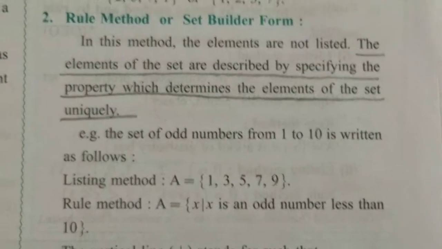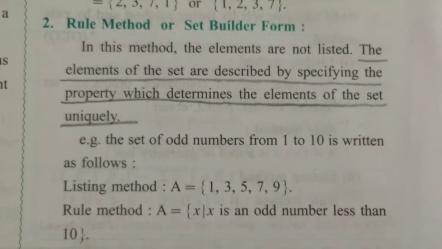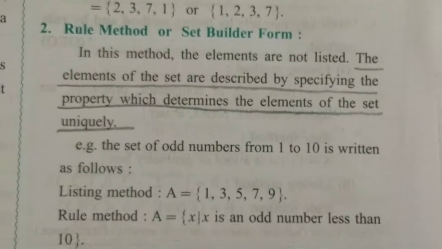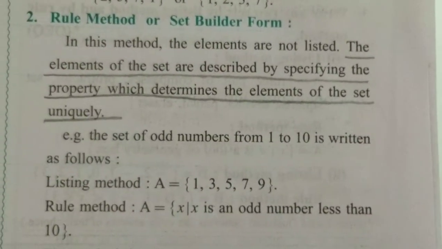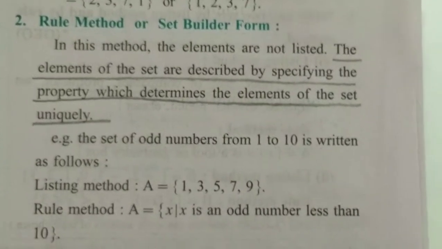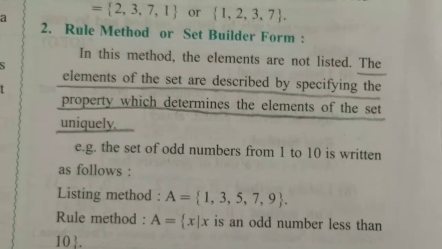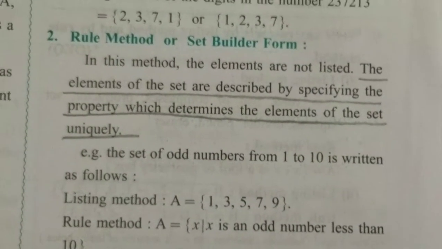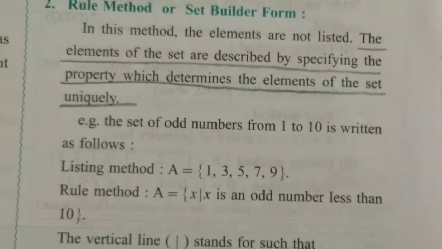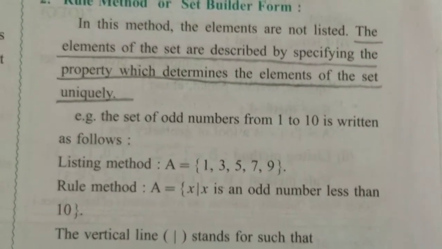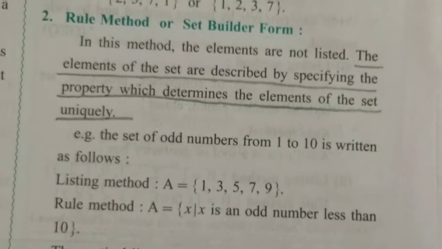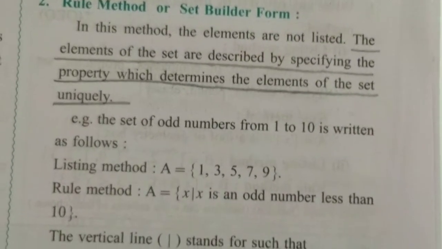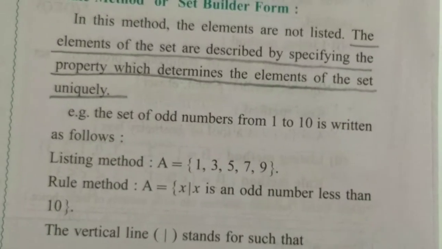Now the second method is the rule method, or set builder form. In this method the elements are not listed like in the listing method. The elements of the set are described by specifying the property which determines the element of the set uniquely. Whatever property the set has, that we write in the rule method or set builder method. First example I gave you was the vowels A, E, I, O.